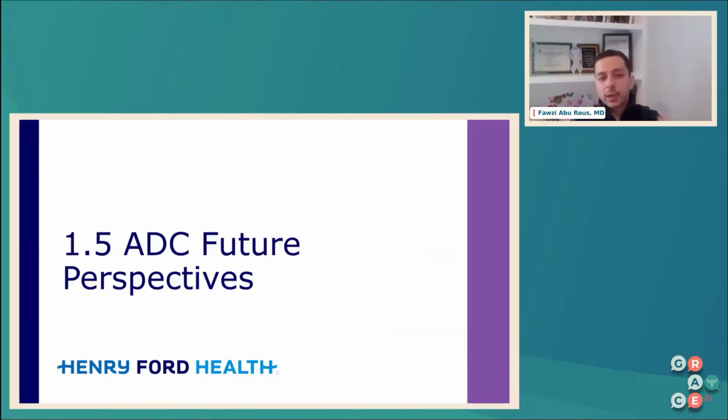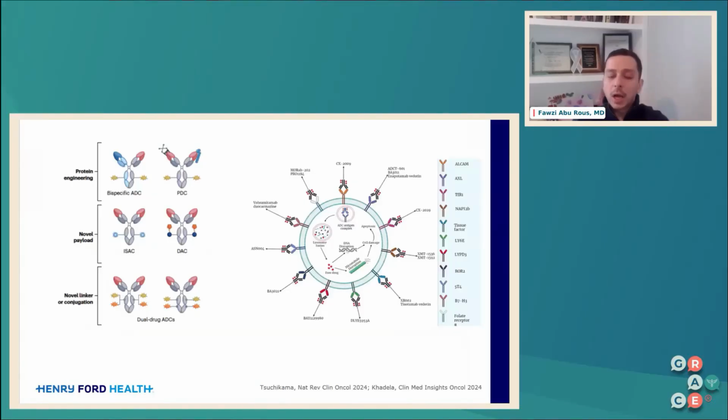So how can we improve? What are the future perspectives? How can we do better in ADCs? Number one, we can try to change the structure of the ADC, making it bispecific, trispecific, a lot of things. We can work on the payloads, not only chemotherapies. We can attach maybe some immunotherapies to it. We can do dual drug, or maybe novel linker or conjugation. So play on that DAR, play on the linker, play on the number of chemotherapies that we're attaching to the ADC. There are a lot of things that we can do.